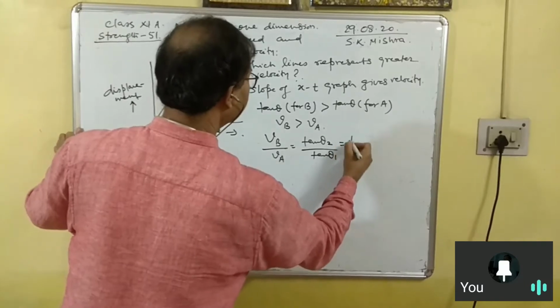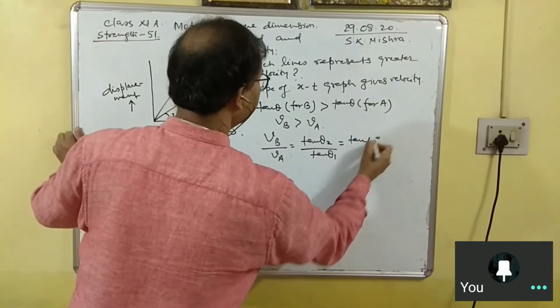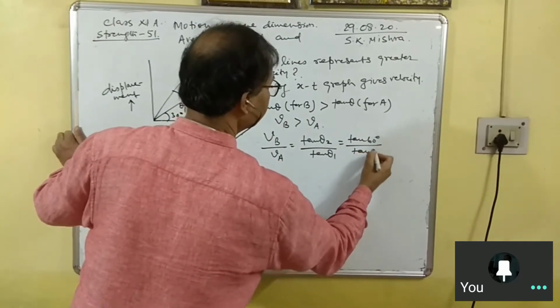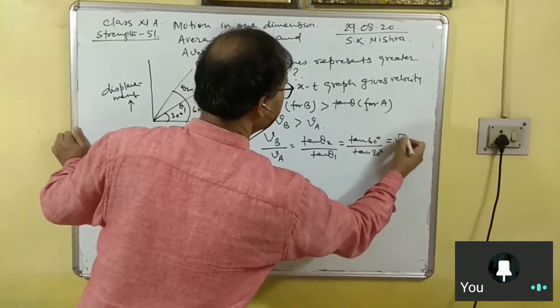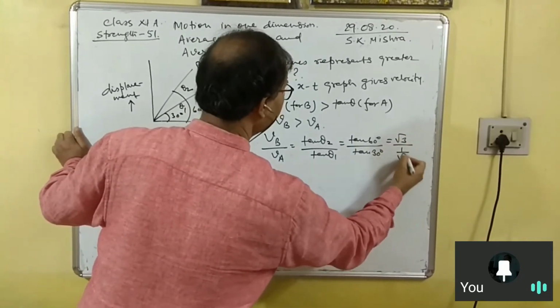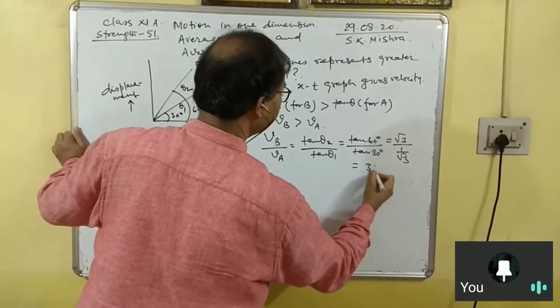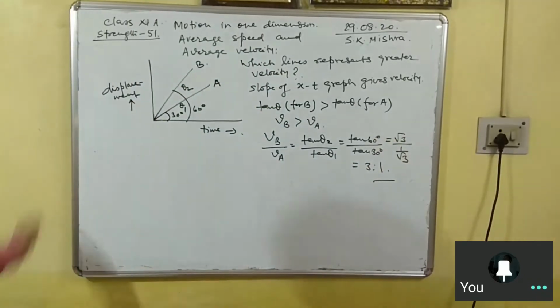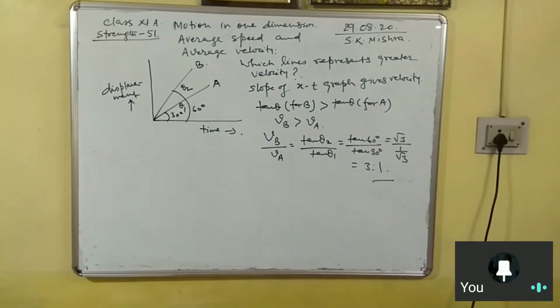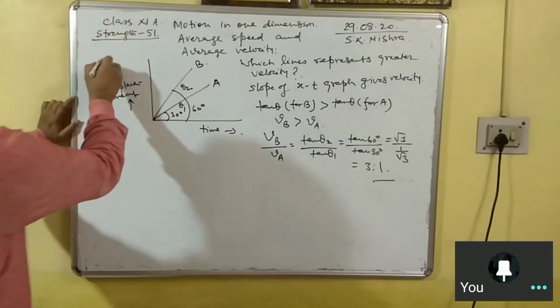So tan 60 degree by tan 30 degree. So tan 60 degree is how much? Root 3. And tan 30 is 1 by root 3. So the ratio is 3:1. Ratio is 3:1. So let me solve another problem.